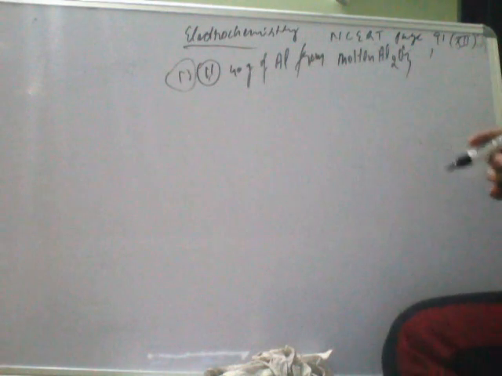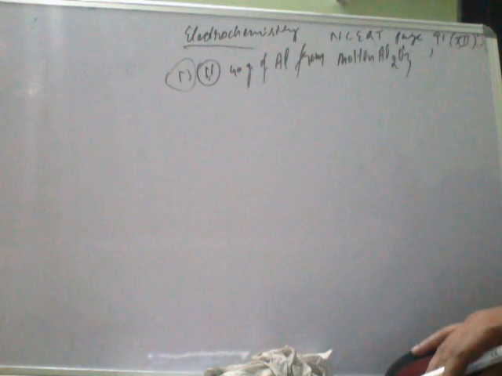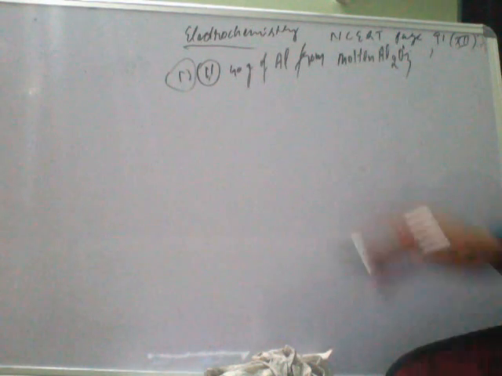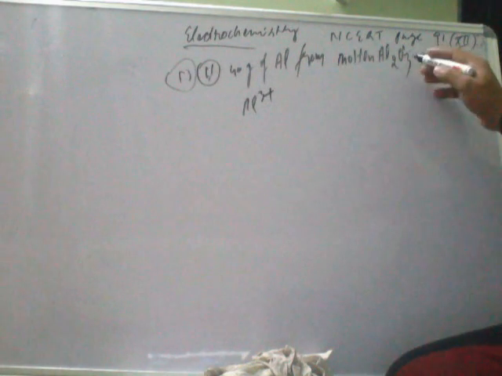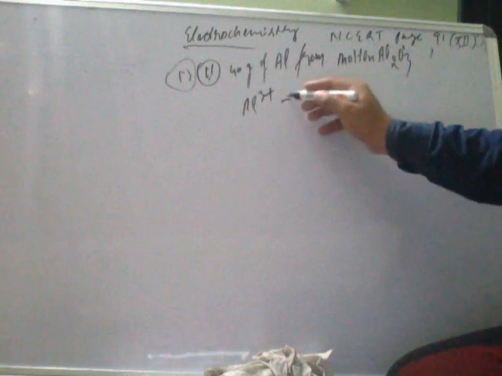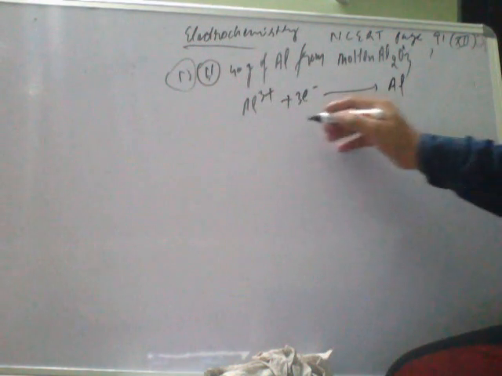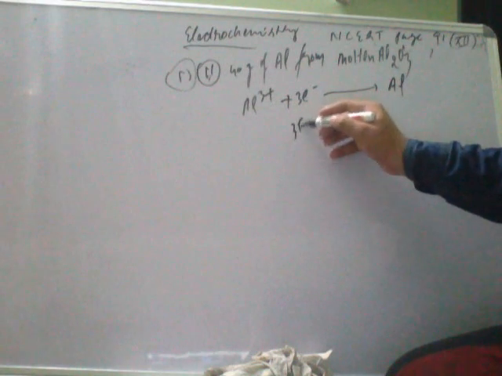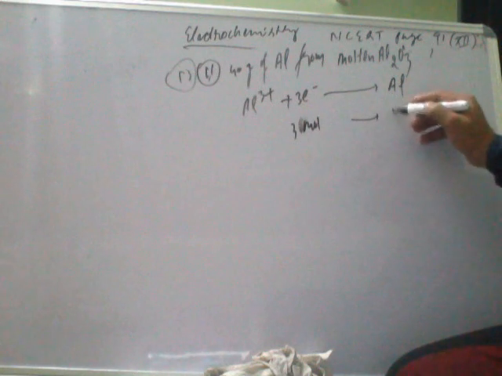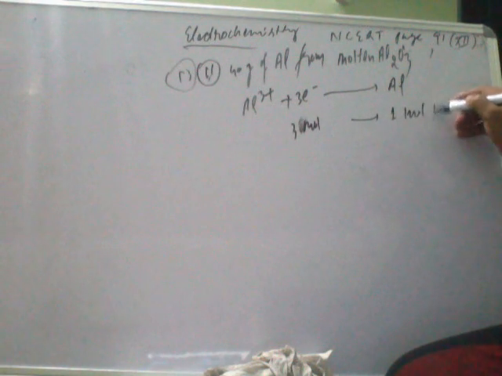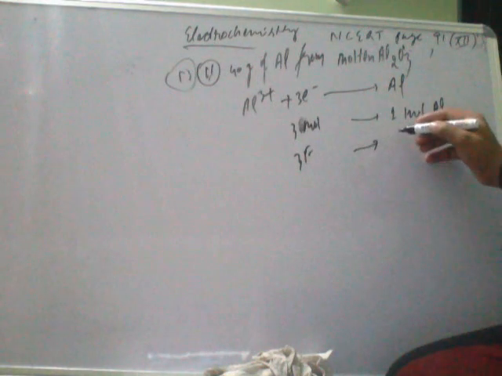So how can you calculate here? See, Al2O3, what is the oxidation state here? The oxidation state is 3 here, 3 times 2 is 6, and you are adding 3 electrons, so you are getting Al. That is 3 Faraday you are adding here. Either you write 3 mole electrons, so you are getting 1 mole of aluminum. If you talk about the 3 Faraday charge you have given, how many grams is that?